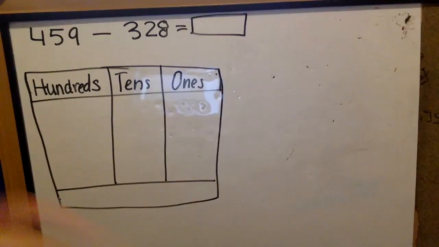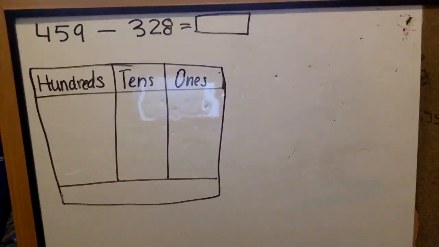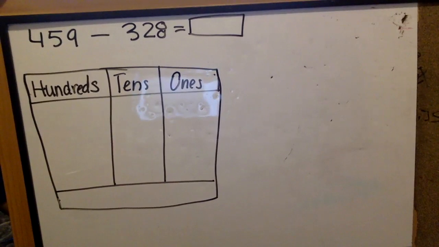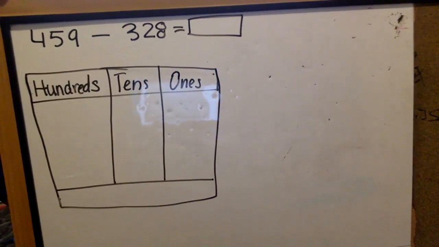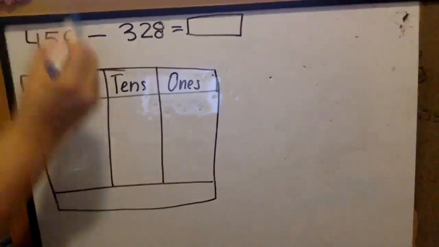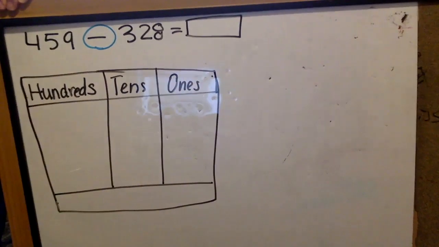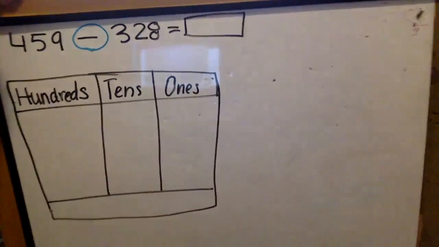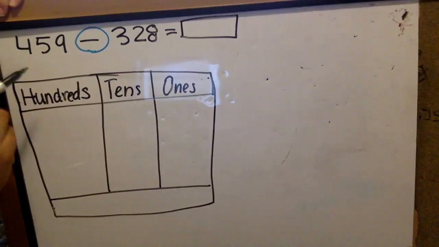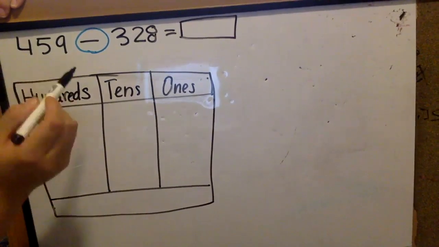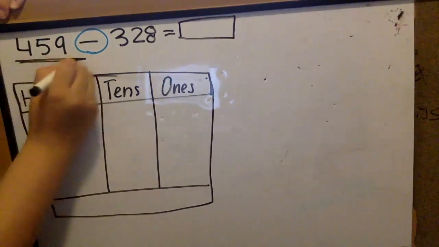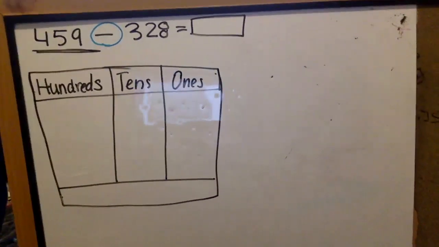Hi, today I'm going to show you guys how to subtract big numbers. So in this first problem, we have 459 minus 328. So we are subtracting. What we're going to do is we always subtract with the big number. We use the big number as a guide. So in our case, our big number is 459.